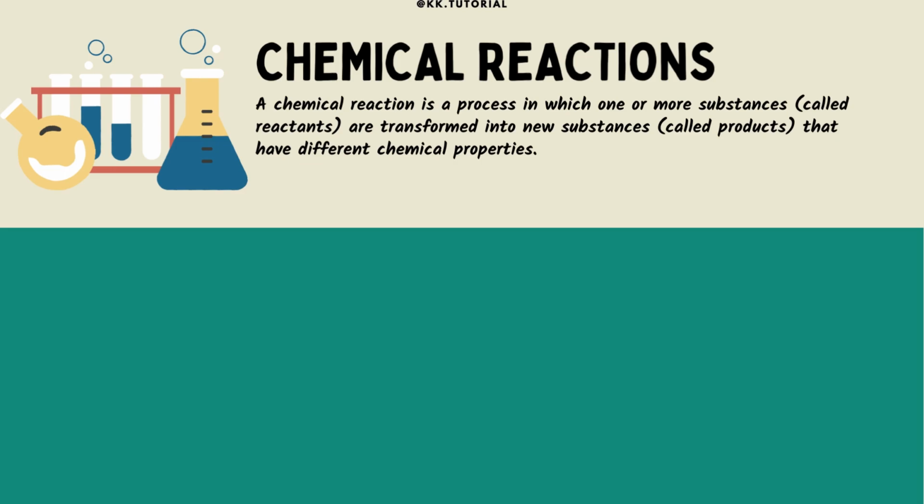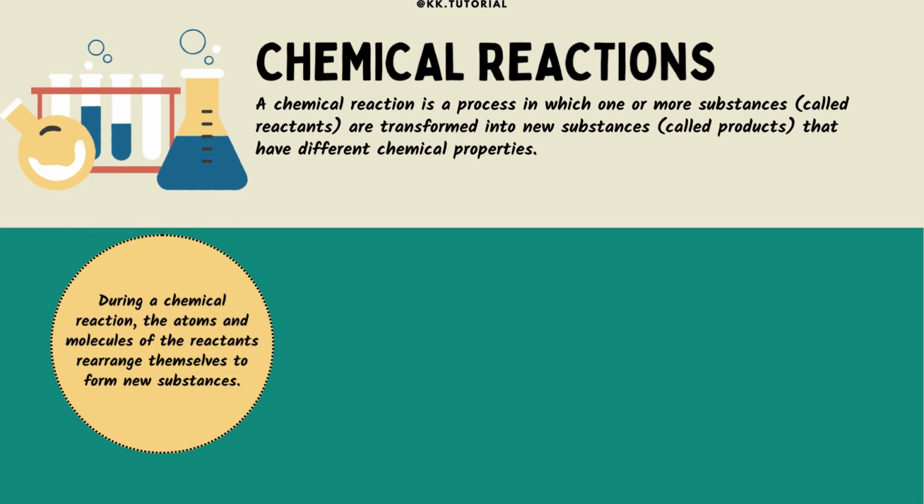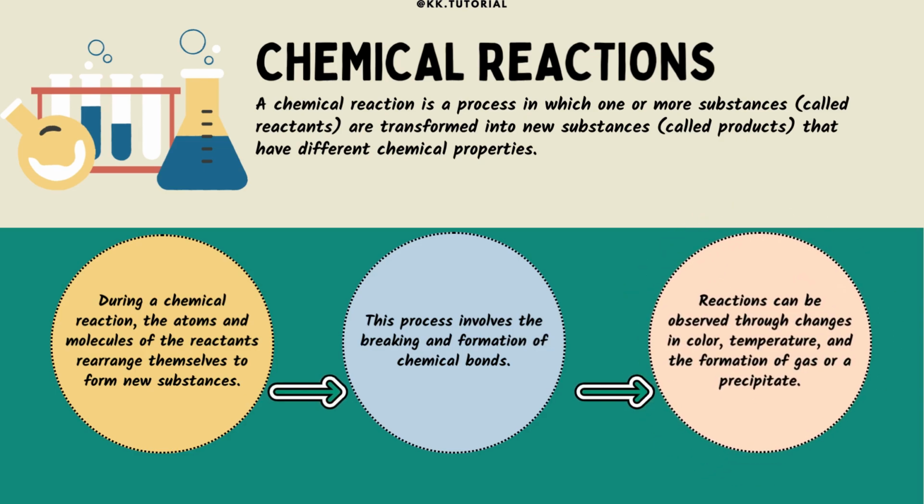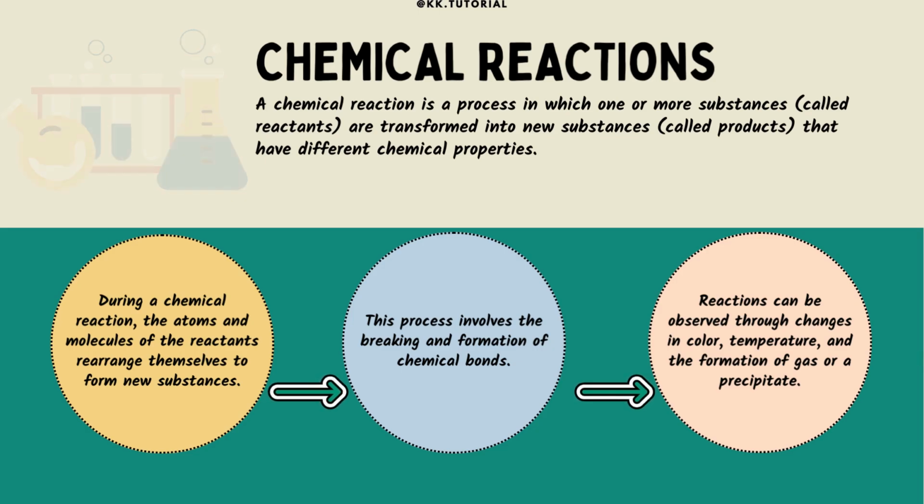So what actually happens in a chemical reaction? During a chemical reaction, the atoms and molecules of the reactants rearrange themselves to form new substances. This process involves the breaking and formation of chemical bonds. And the reactions can be observed through changes in color, temperature, and the formation of gas or a precipitate.